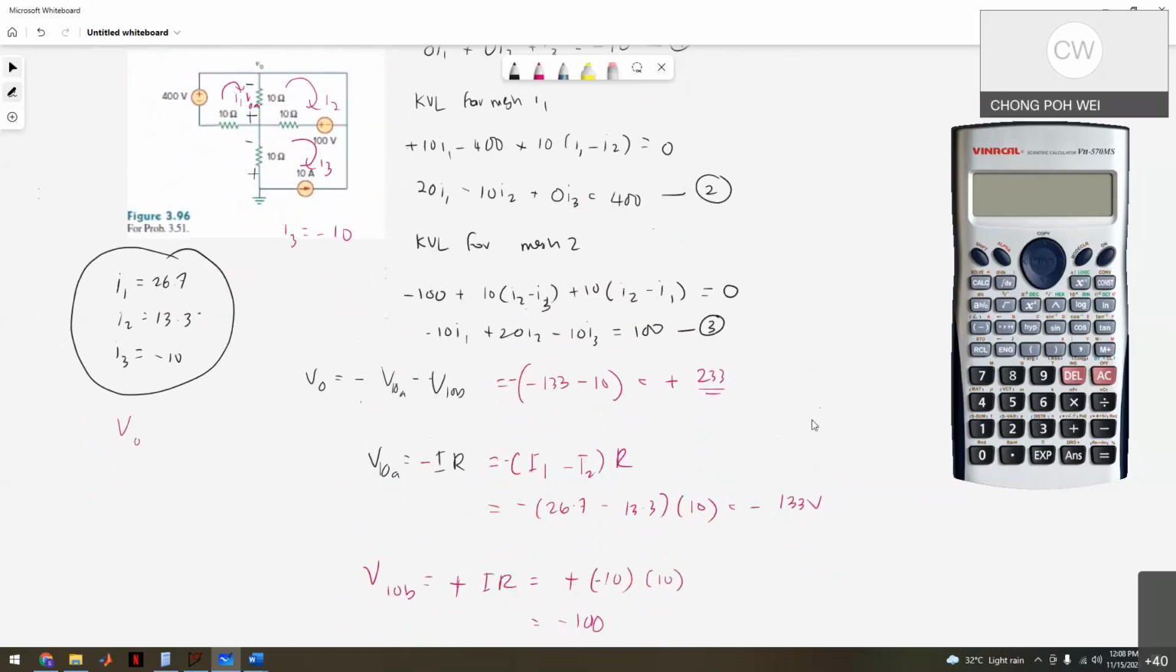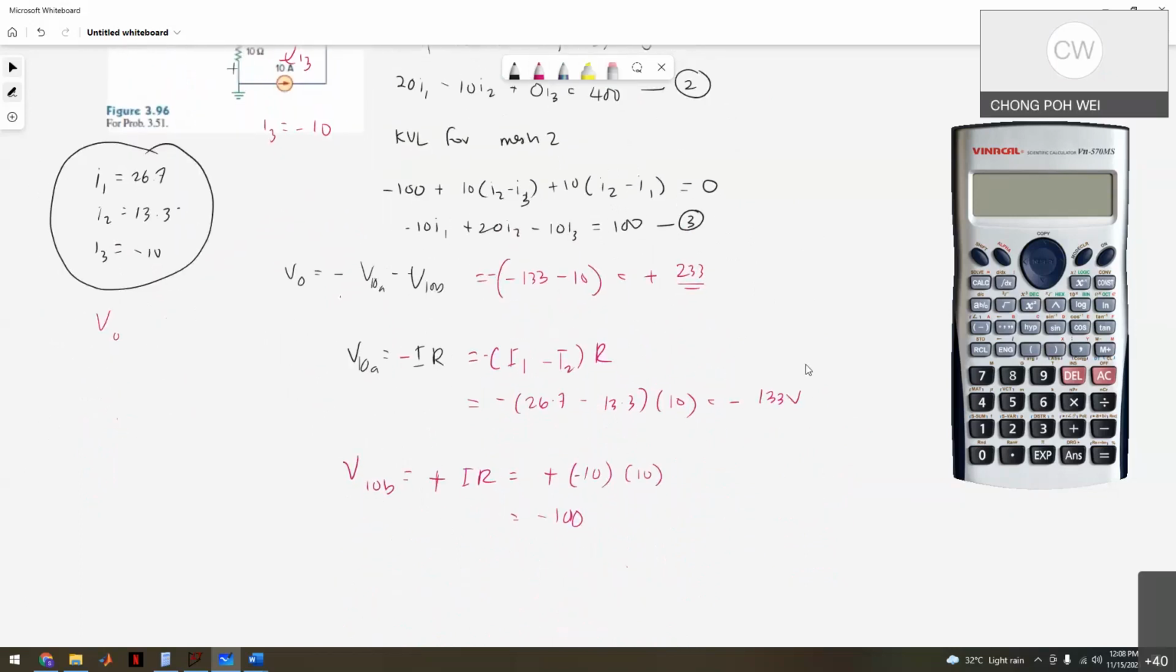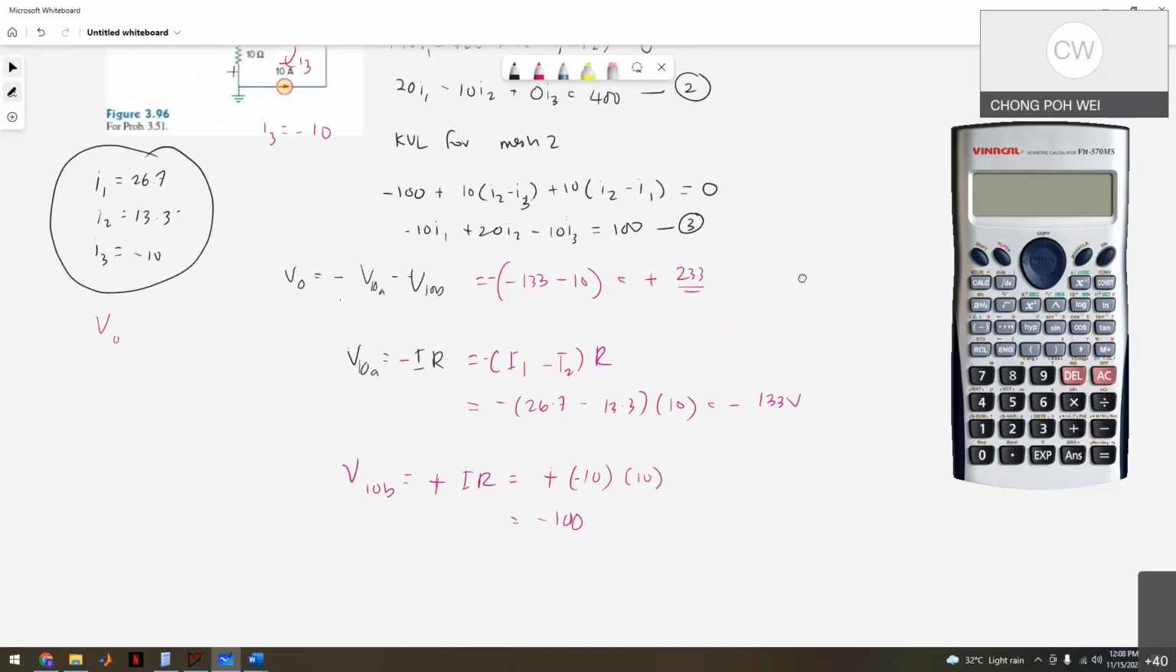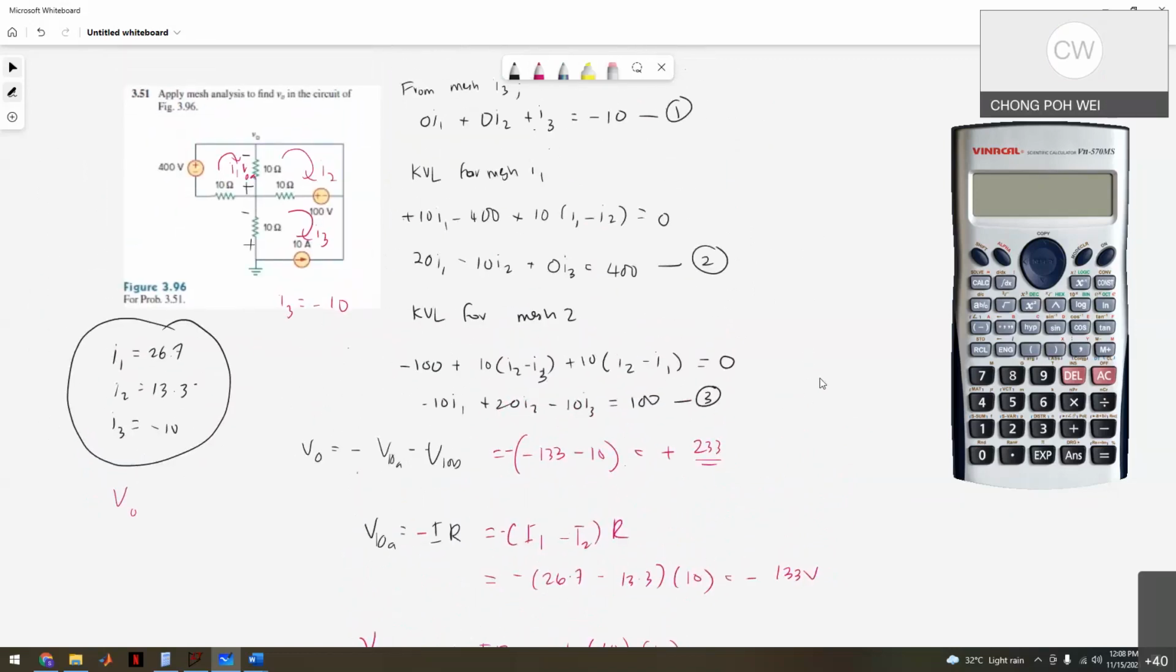Sorry, doctor. Can I assume that the polarity at the upper side resistor, I mean the 10 ohm, is positive then negative? Yes, possible. Meaning that you want this one positive and then this one negative. Yes, possible. Also can. Okay, thank you, doctor.